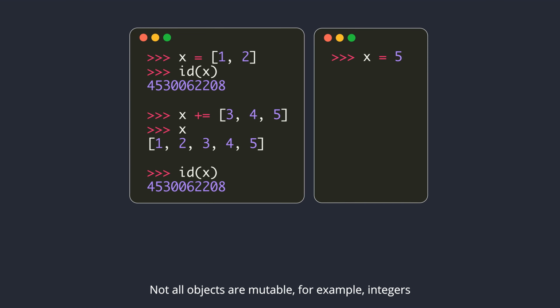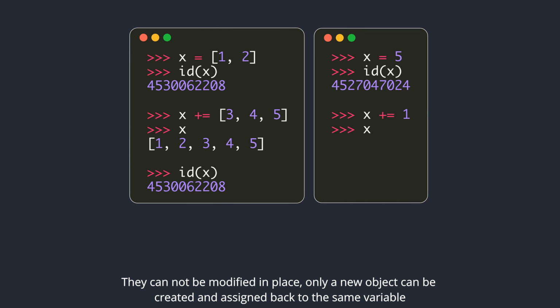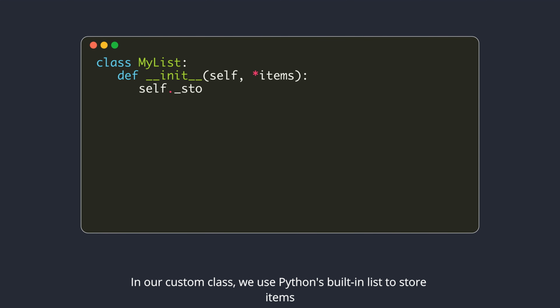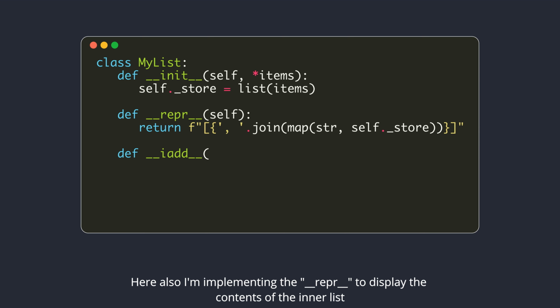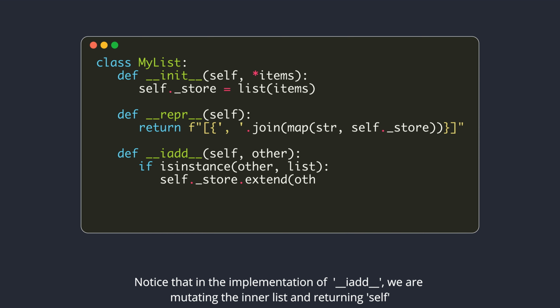Not all objects are mutable, for example, integers. They cannot be modified in place, only a new object can be created and assigned back to the same variable. A simple example is shown here. In our custom class, we use Python's built-in list to store items. Here I'm also implementing dunder repr to display the contents of the inner list. Notice that in the implementation of dunder iadd, we are mutating the inner list and returning self.